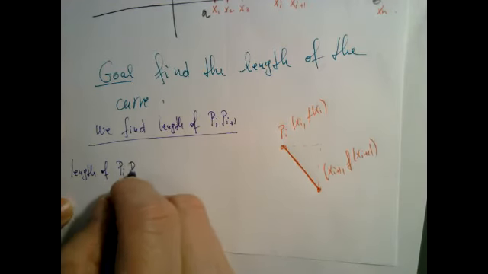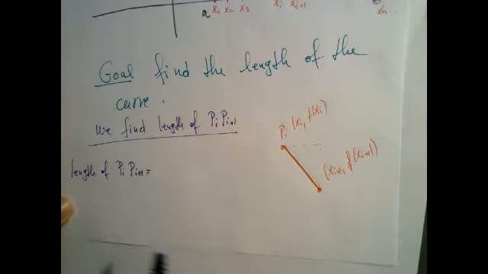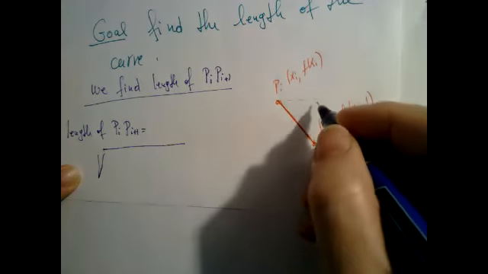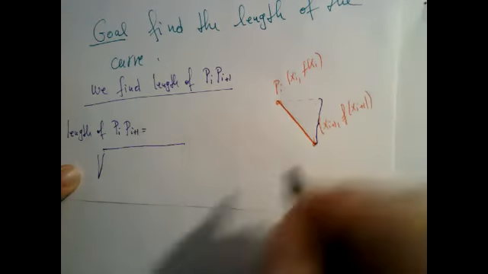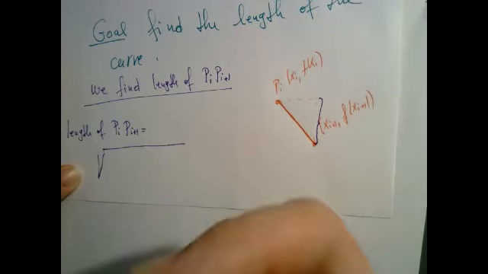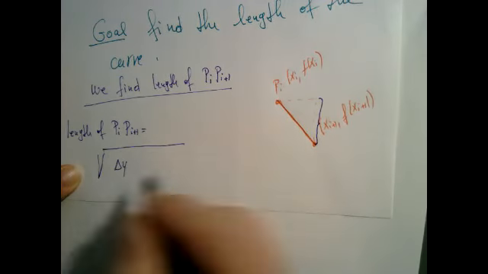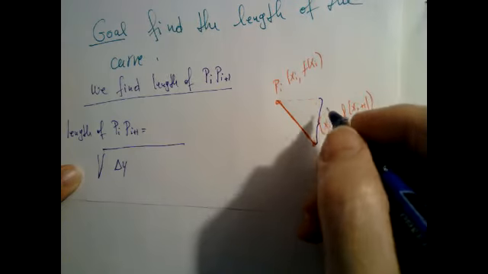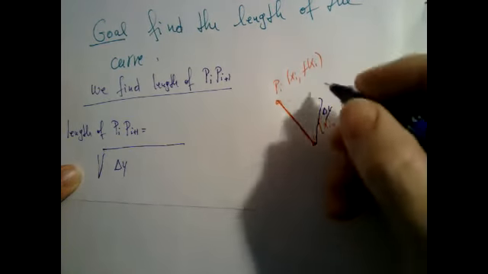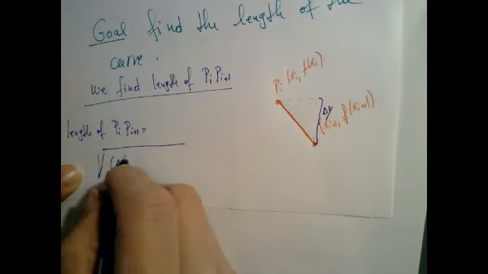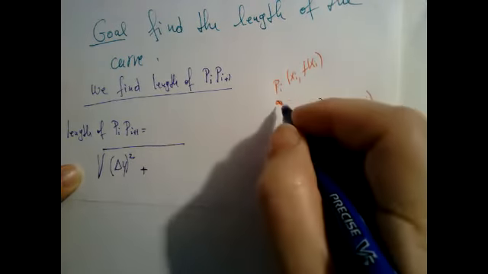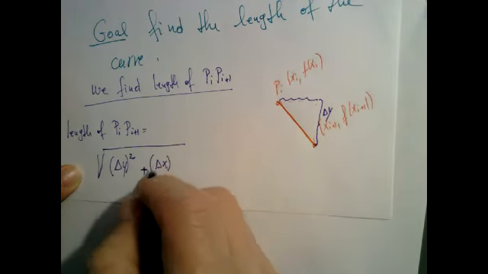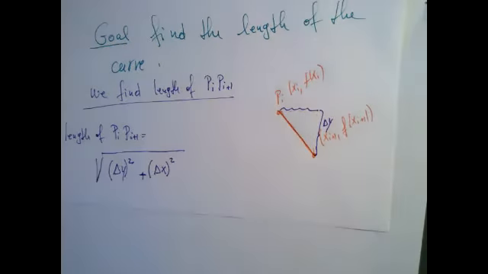The line segment Pi plus 1 is equal to the square root of the change from here to here. Let me call it delta y because I don't feel like writing f of xi plus 1 minus f of xi. Let me call it delta y, the change in y, squared. Plus, I want to call this the delta x squared. Okay, so that's really what the length is.